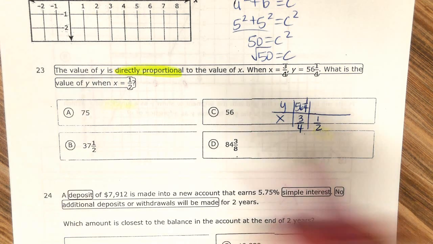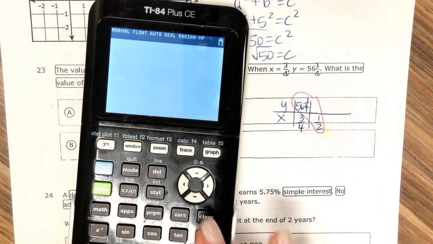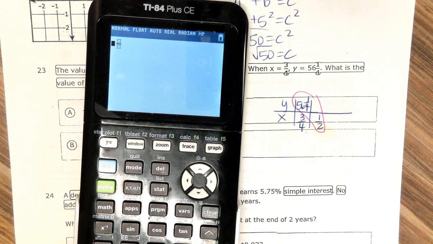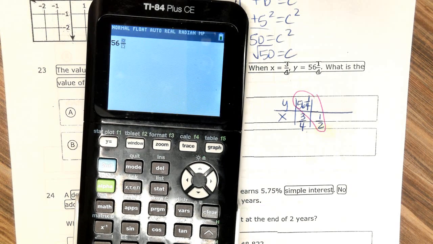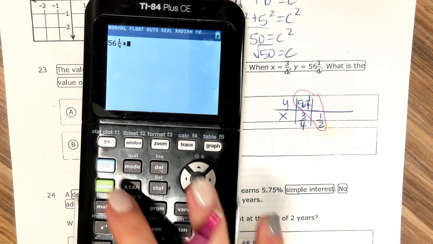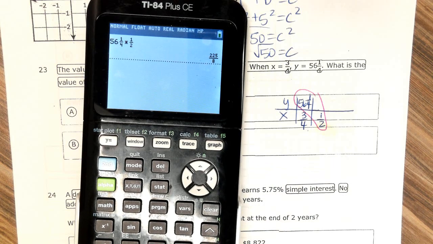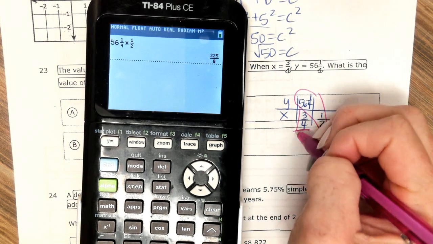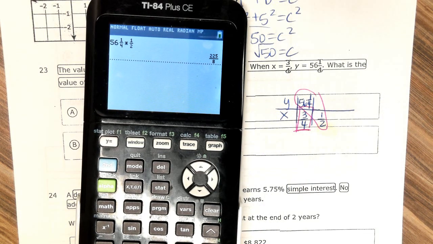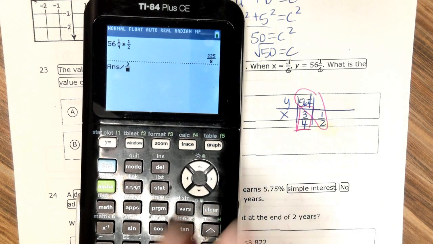Cross multiply, then divide. So I'm going to cross multiply these two. So get your calculator. Use alpha y equals option 2. 56 1/4 times 1/2. Enter. And then I'm going to divide by the leftover number, which is 3/4. So just hit divided by alpha y equals 3/4.